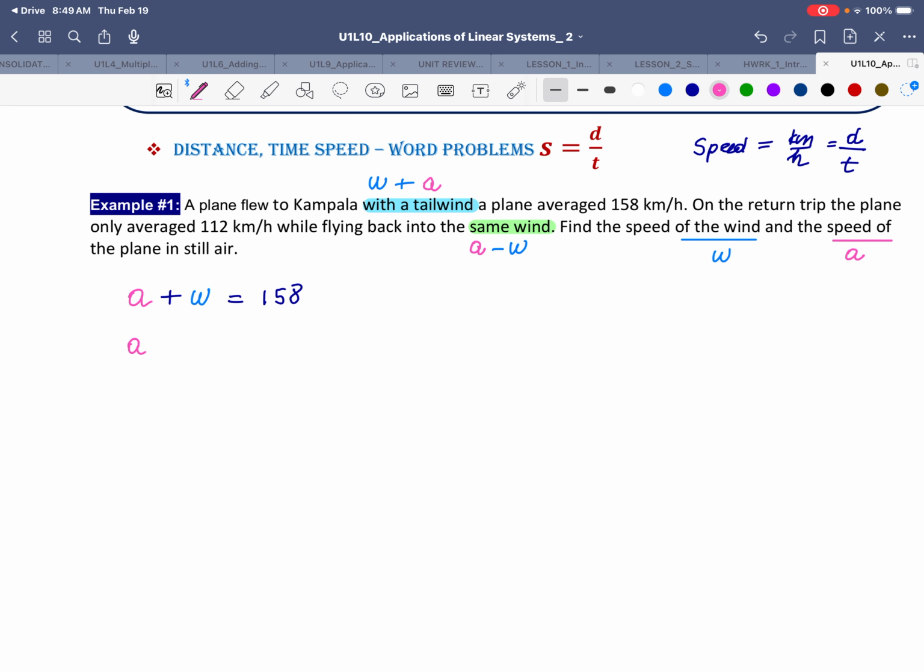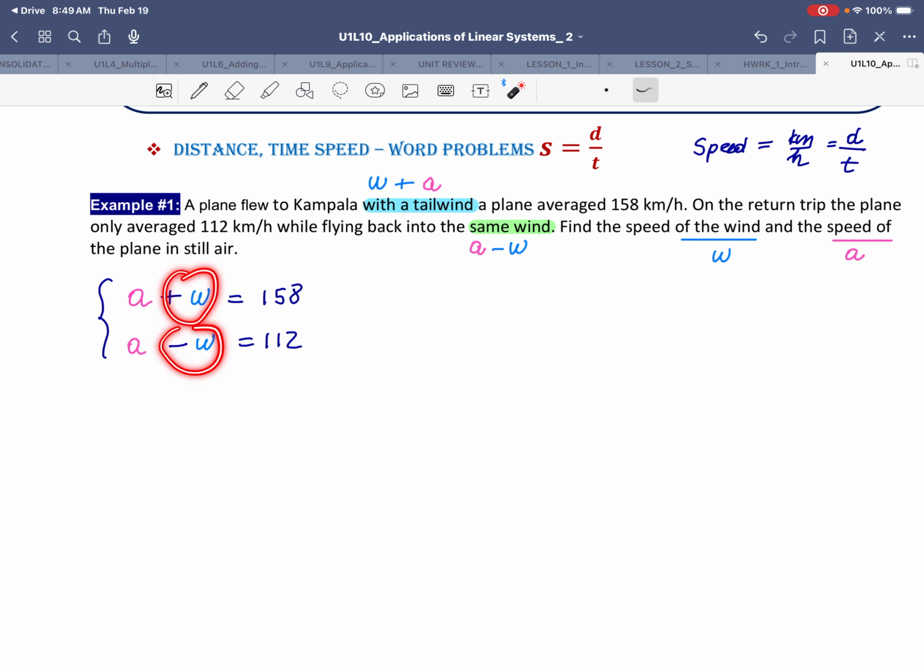So A minus W is equal to 112. So we have formed a system of two equations. We are asked to find A and W, and I think we're ready now to solve the system. So as you can see here, W and negative W are the same terms with opposite signs, so it will be easier to solve this system by adding the two equations.